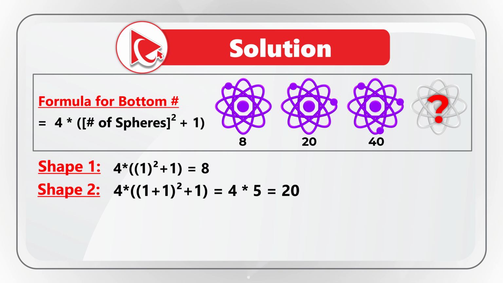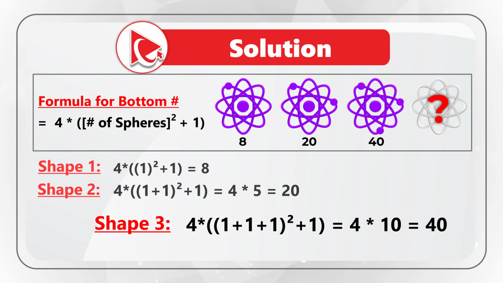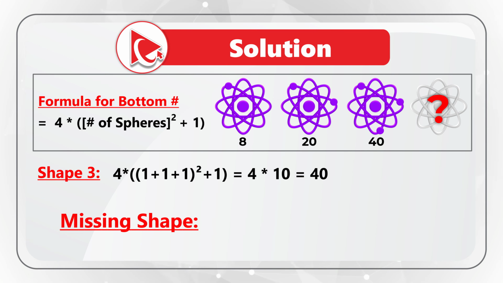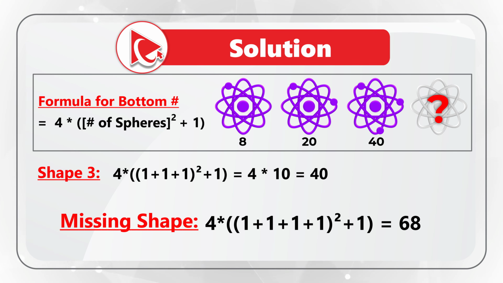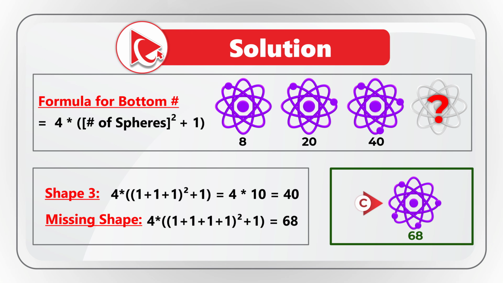For the third shape, we need to multiply 4 in parentheses 3 squared plus 1 equals 4 multiplied by 10 equals 40. So to calculate the bottom number for the missing shape, we need to multiply 4 in parentheses 4 squared plus 1 equals 4 multiplied by 16 plus 1, 4 multiplied by 17 equals 68. This is why the correct choice here is choice C with bottom number 68. Hopefully you've nailed this question and now know how to answer similar problems on the test.